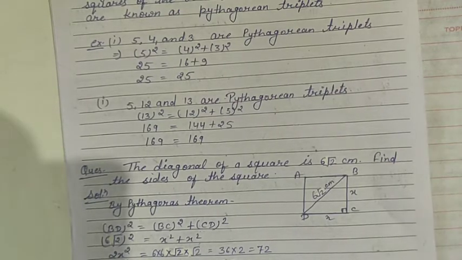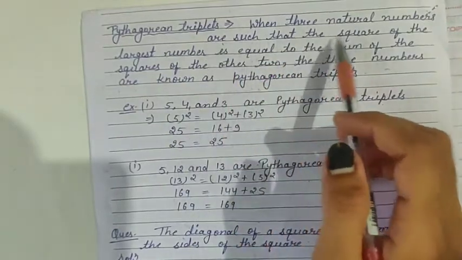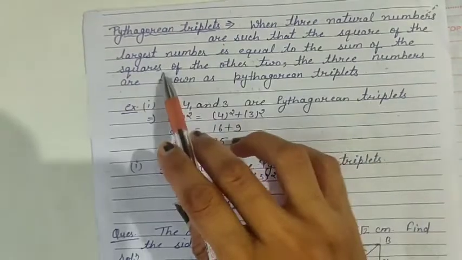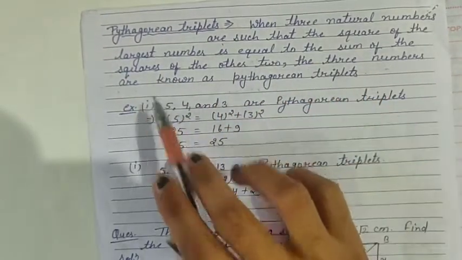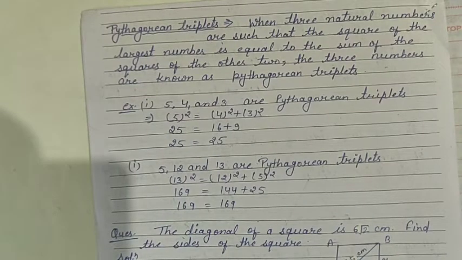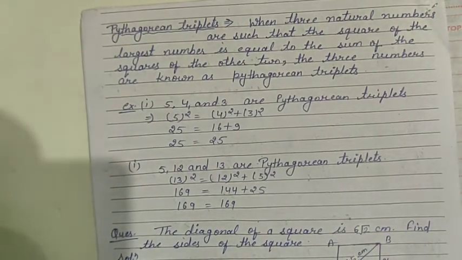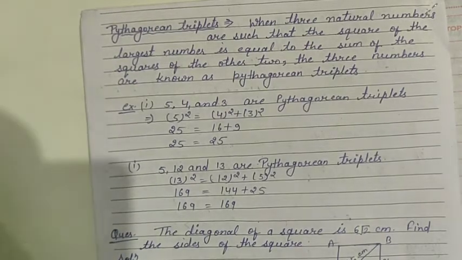Now Pythagorean triplets. When three natural numbers are such that the square of the largest number is equal to the sum of the squares of the other two, the three numbers are known as Pythagorean triplets. Okay, three numbers, when three natural numbers are such that the square of the largest number is equal to the sum of the squares of the other two numbers, then the three numbers are called Pythagorean triplets.